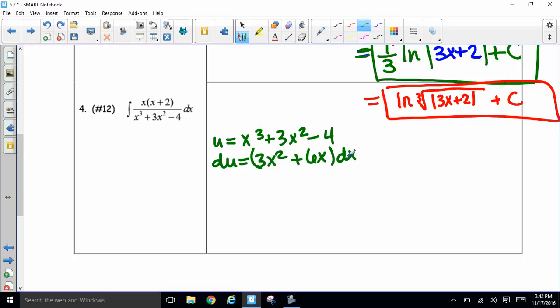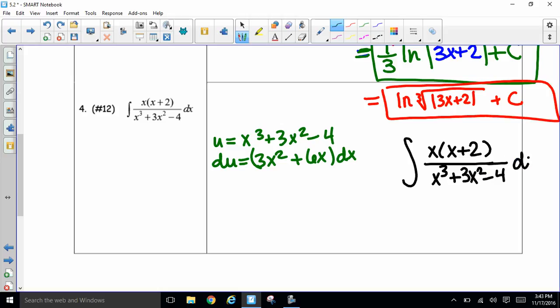Well, I got the bottom part handled and replaced, but now, if I recopy my integral, I have x times x plus 2 on top, and then the bottom, which I've replaced with u, but I don't see the top yet, and times dx. So now I need to go back and really look at this portion, because I got the bottom replaced with u, but I need to look at this top portion and see if that's what I have over here.